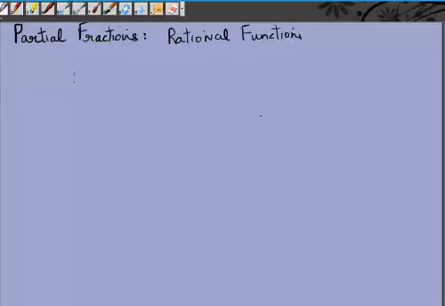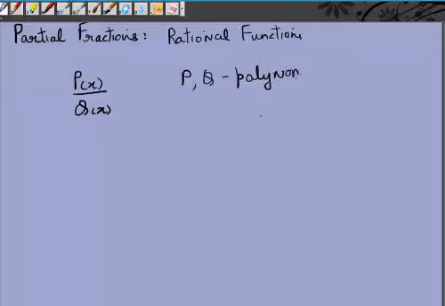A rational function is a function of the form p of x by q of x, where p and q are both polynomials. And we can often break down rational functions into simpler expressions whose integrals we already know. So first we look at the few integrals we already know.